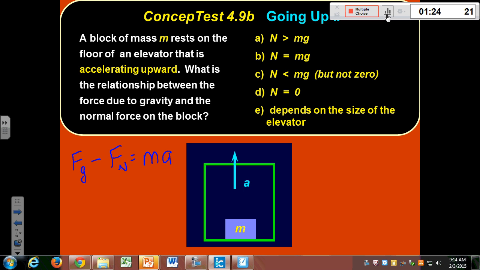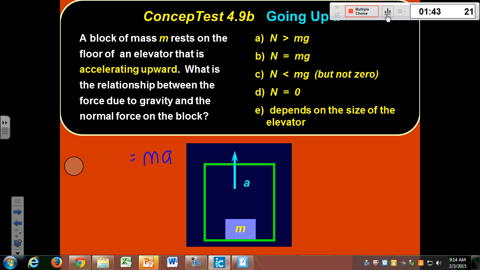Okay, let me ask you a question here. So, what is the value of this acceleration? What is the sign? Is it positive or negative? Positive. So this value minus this value, oh, I'm sorry, I have that backwards. Let me fix that.